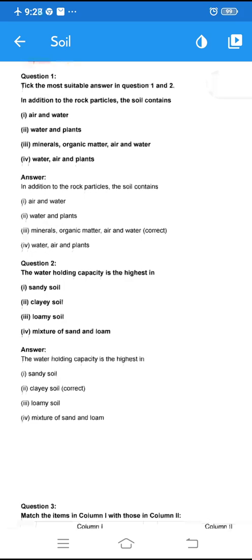Minerals are present. Organic matter is also present, and along with that, air and water are also present. Air is very much necessary for the organisms to breathe. See, for the plants to breathe, and even water is needed for the plants to grow. So all this should be there in the soil, so that the seed can grow into a young plant. Even organic matter and minerals are needed. So the third option is the correct answer for this.